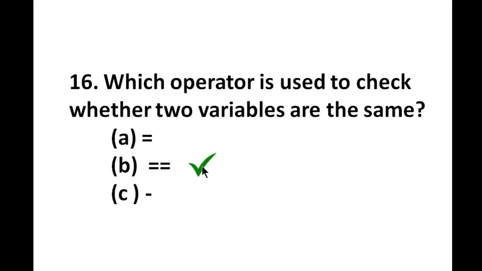Option B, double equal to. The first one is the assignment operator. It is used to assign some value to a variable. And the last one is just a negation operator. So the answer is double equal to. It will check whether two values are equal or not.